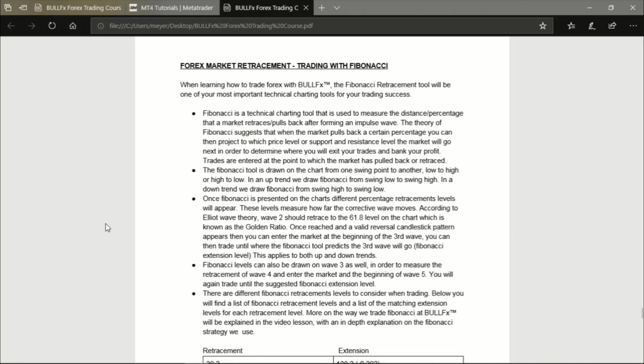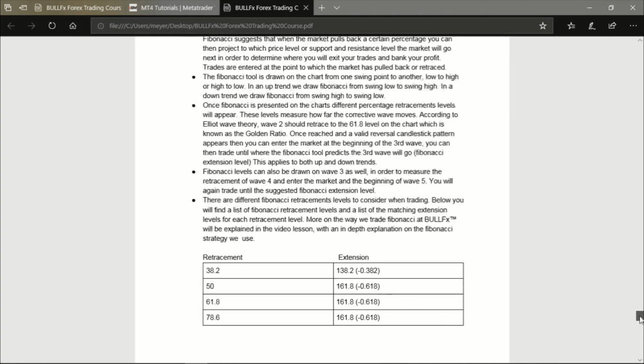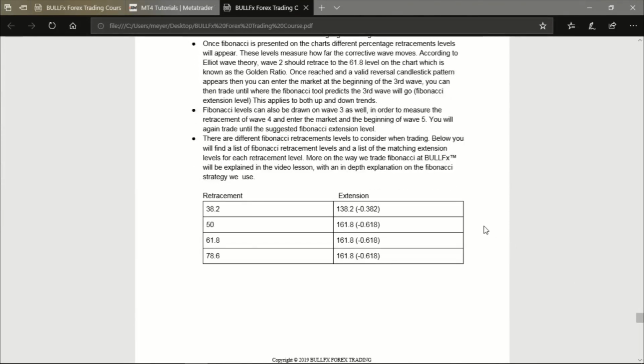Fibonacci levels can also be drawn on wave 3 as well, in order to measure the retracement of wave 4 and enter the market at the beginning of wave 5. You will again trade until the suggested Fibonacci extension level. There are different Fibonacci retracement levels to consider when trading. Below you will find a list of Fibonacci retracement levels and a list of the matching extension levels for each retracement level. More on the way we trade Fibonacci at Bull FX will be explained in the video where we will be putting everything together on how to trade the Bull FX strategy with an in-depth explanation of the Fibonacci strategy that we use.